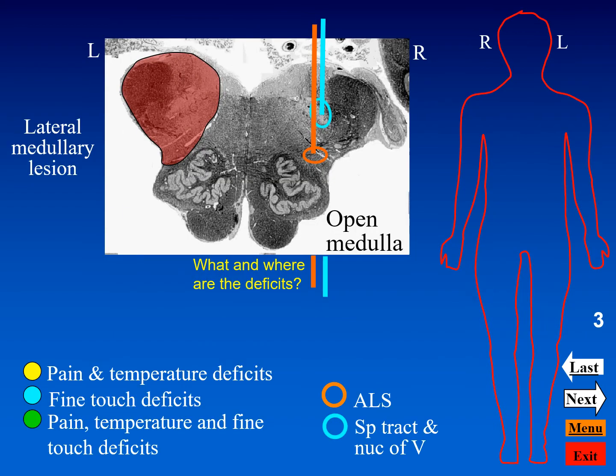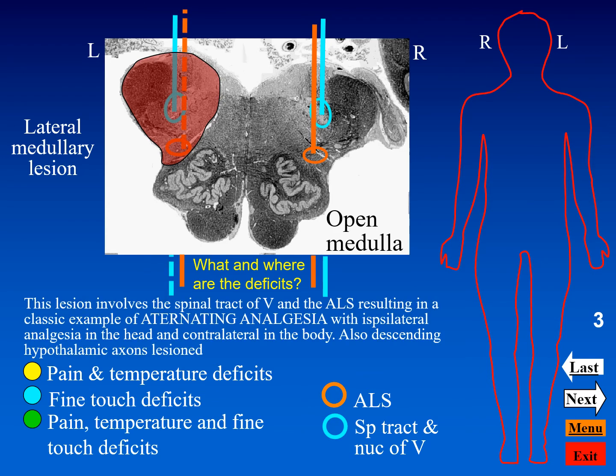This lateral medullary lesion does involve two pain pathways. The spinal tract of 5, carrying descending pain fibers from the head, and the ALS carrying ascending pain fibers from the body. The pain fibers from the head are coming from an ipsilateral side, so we expect to see ipsilateral deficits. Those in the ALS from the contralateral side, and so obviously contralateral deficits.